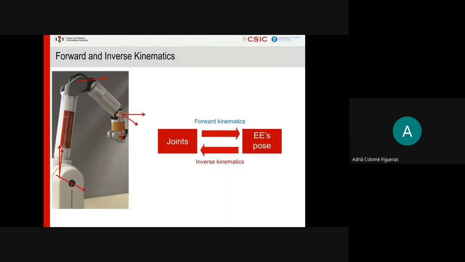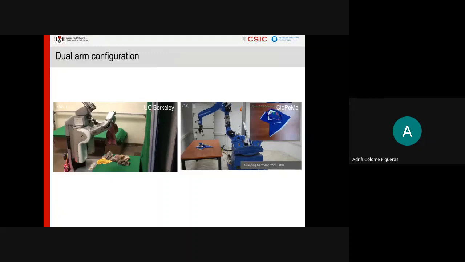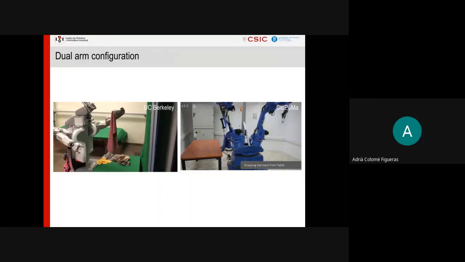So know the robot that you're using, know its kinematical structure, know how to map from one thing to another, and know what the redundancies are, meaning the degree of freedom that is free when you do this inverse kinematics.